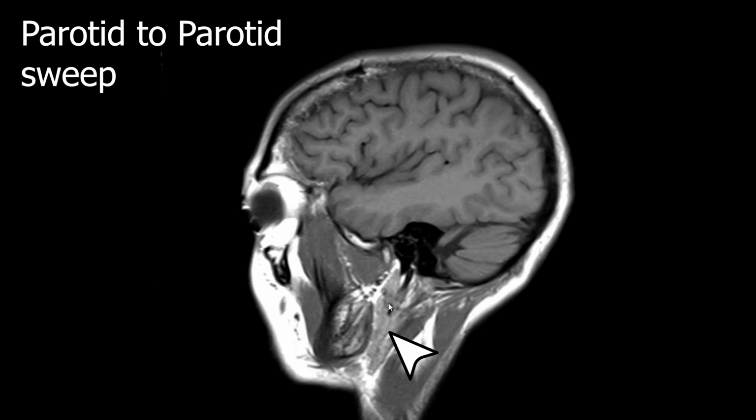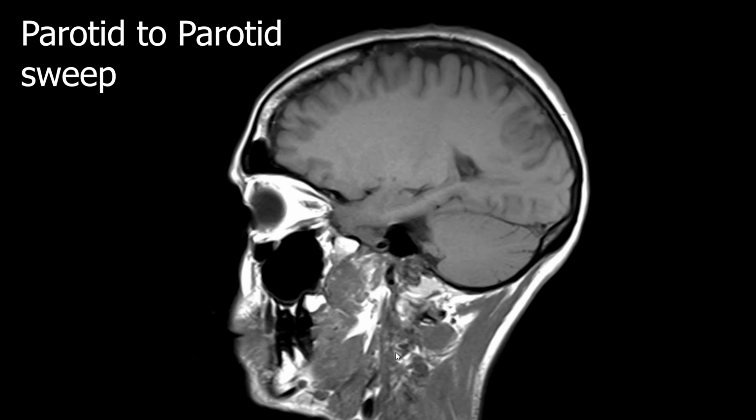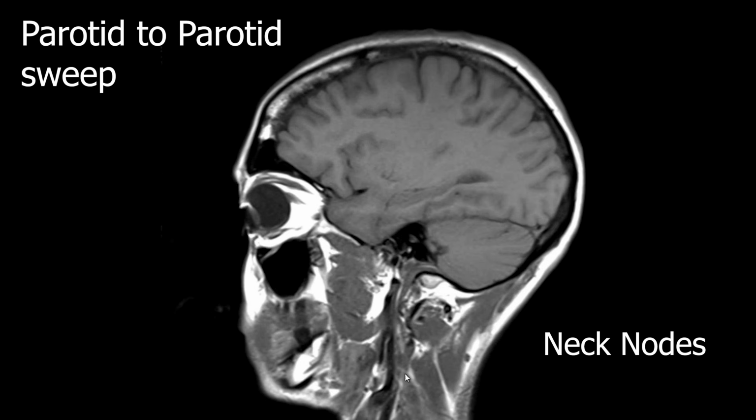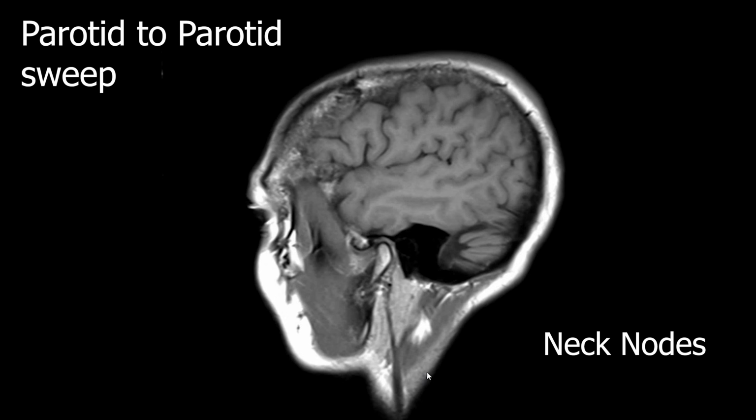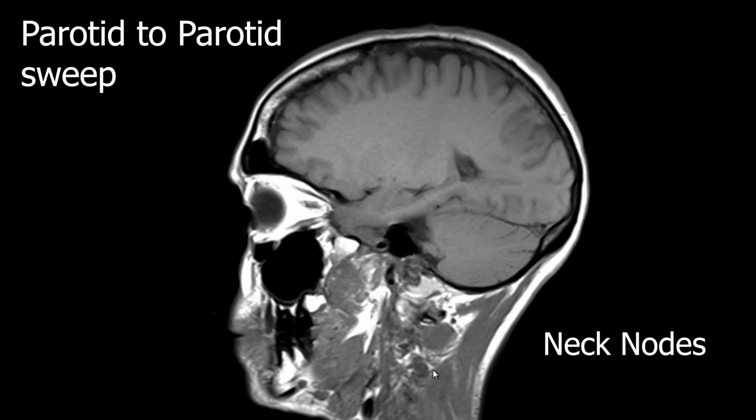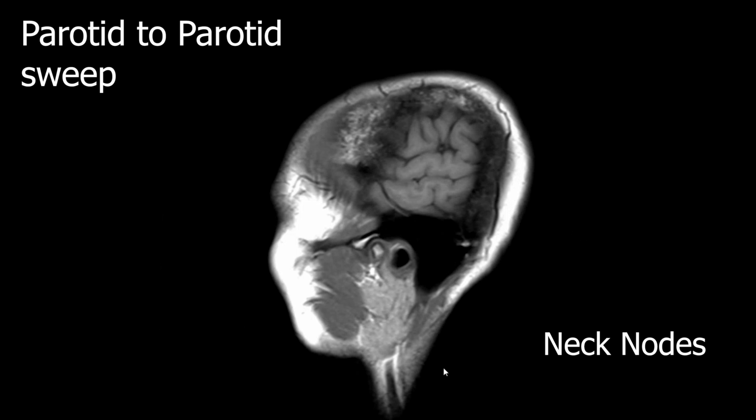While checking the parotid, take a look at the lymph nodes. This is the sternocleidomastoid muscle. So these are the level 5B, and anything anterior to the posterior margin of the sternocleidomastoid is level 2. You want to make sure we don't miss major pathologic adenopathy.